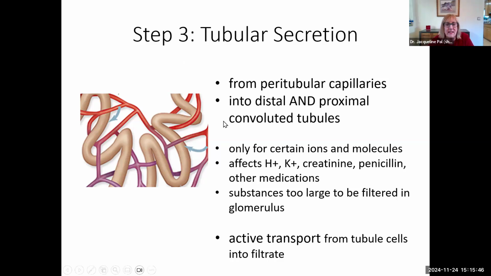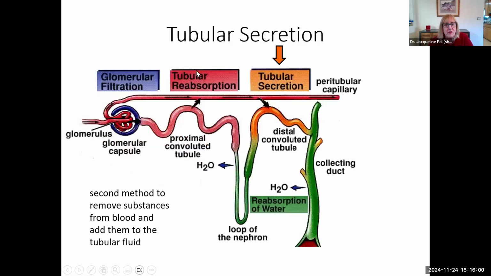But this requires active transport from the tubule cells to put it into the filtrate. So it's going to leave the blood, go into the tubule cells, and then it's going to require energy to actually show up into the filtrate. Okay. So this is the second method that allows substances to leave the blood to be added to the tubular fluid. Most, 99%, of substances that are going to show up in the filtrate are going to be filtered in the glomerulus through glomerular filtration. This is like the last chance workout thing.